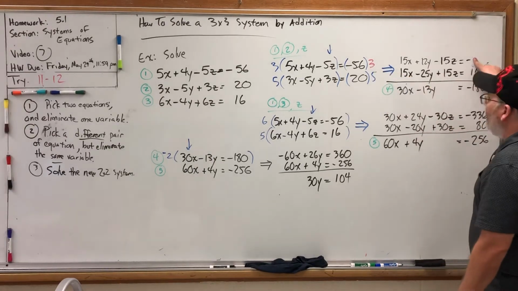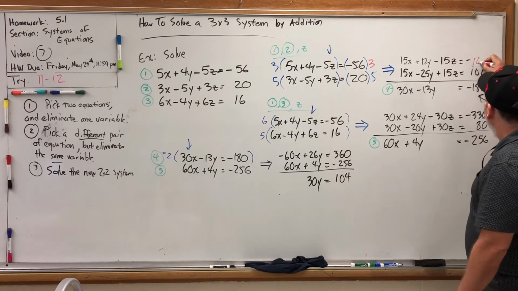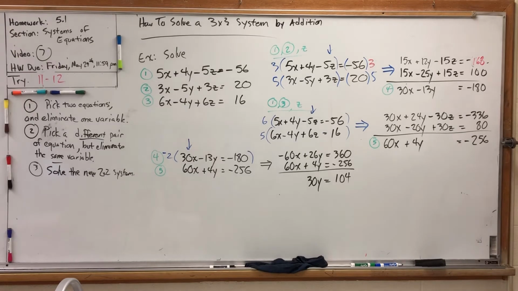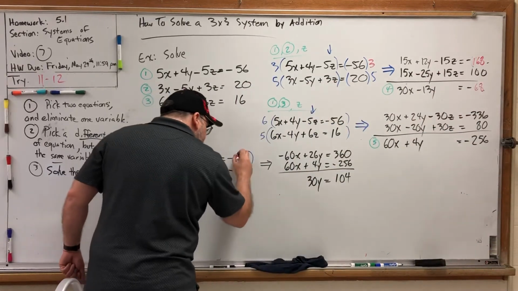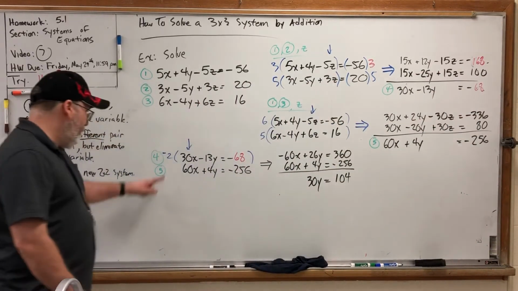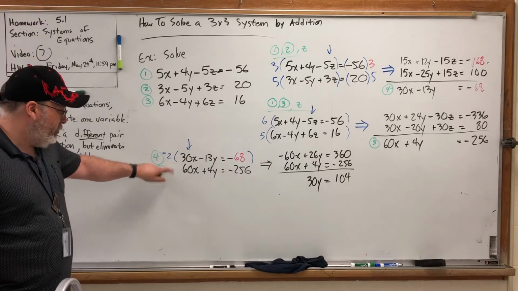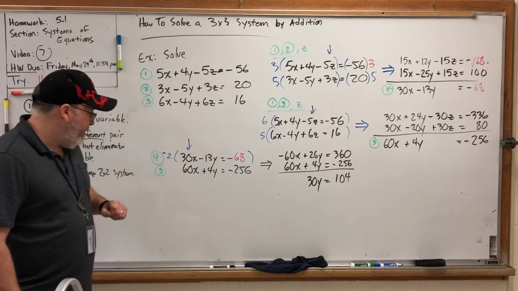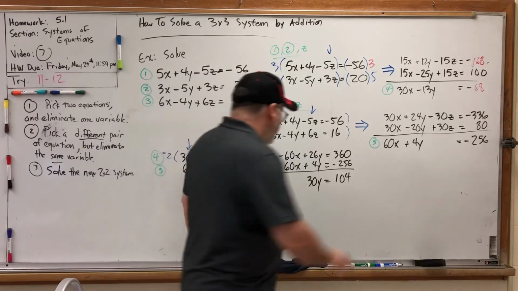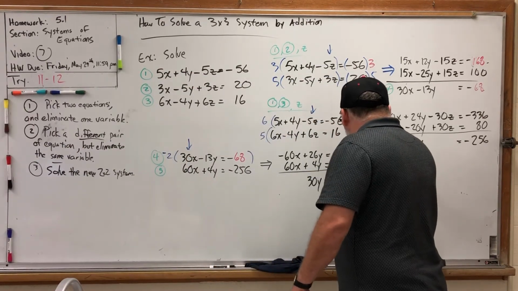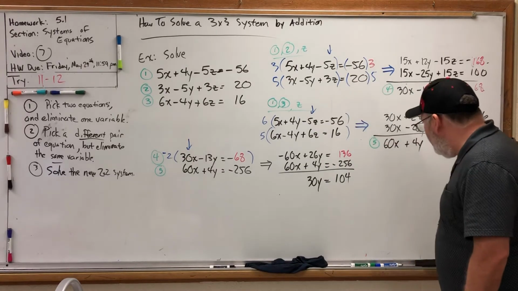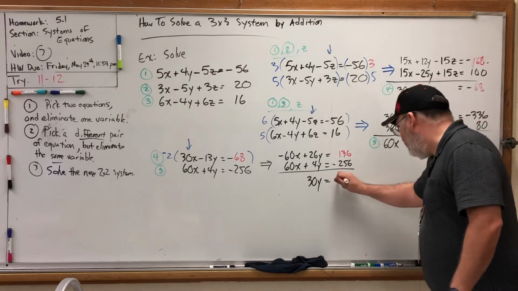Times 3 gives us negative 168. So when we add these, we get negative 68. That was equation 4. So negative 68 goes here. And we multiply that by negative 2. So 120 and 16 is 136. So this should have been positive 136. And when we subtract these, we get negative 120.